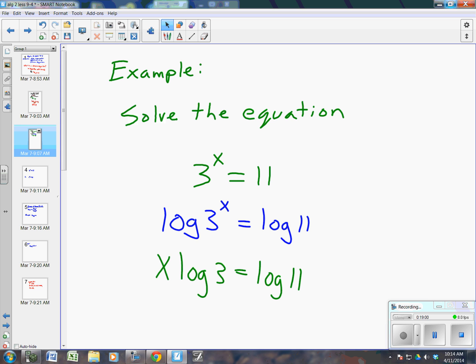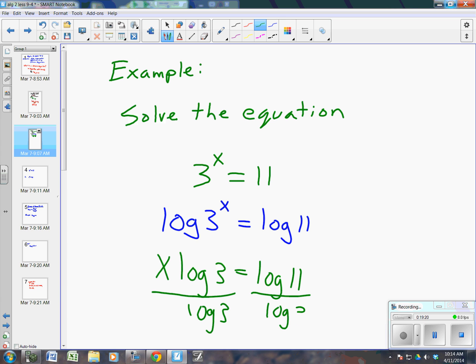So now, what can I do to both sides of this equation to get x by itself? Well, think of what you normally do in an equation like this. This is x times log of 3. What? Yeah, divide by log of 3. If I divide both sides by log of 3, they cancel out over here, and so my answer is x equals log of 11 over log of 3. Can we put that into our calculator?